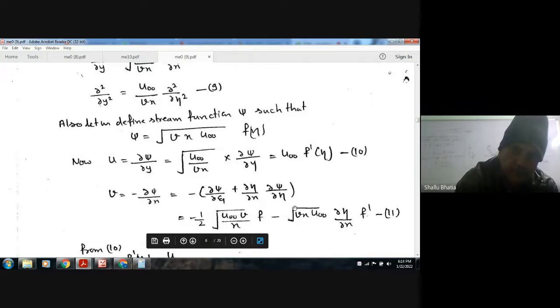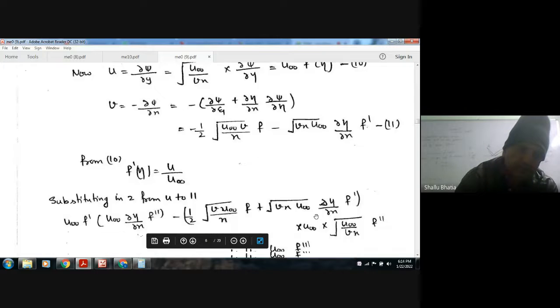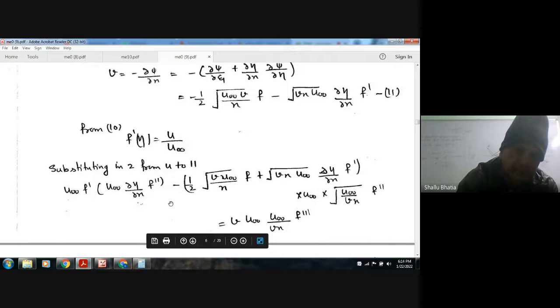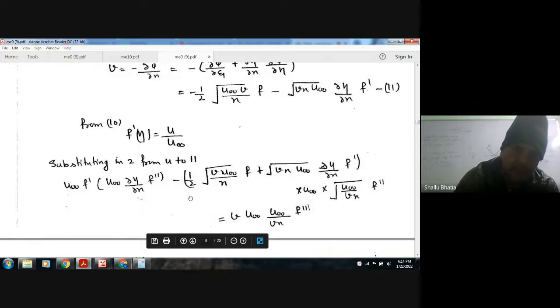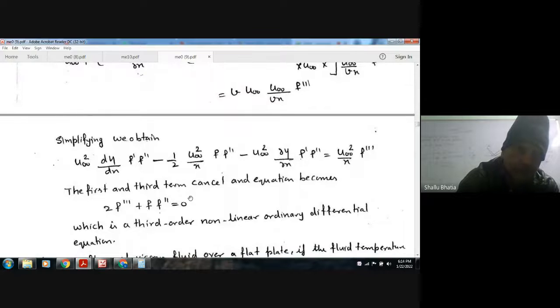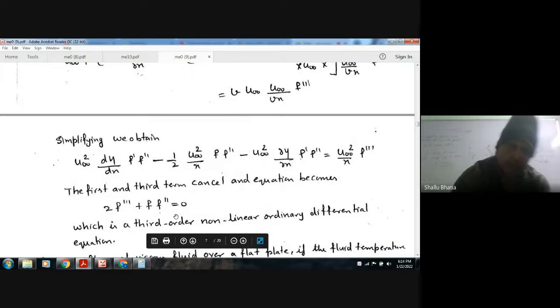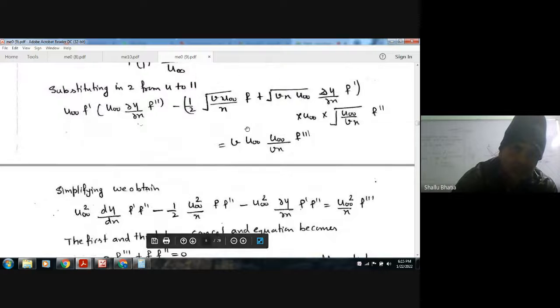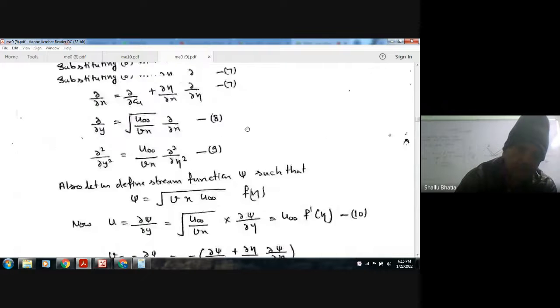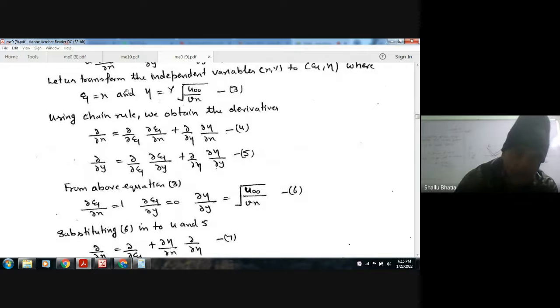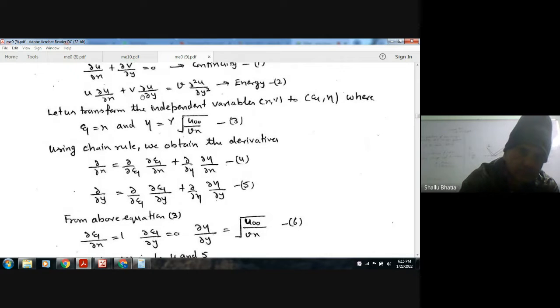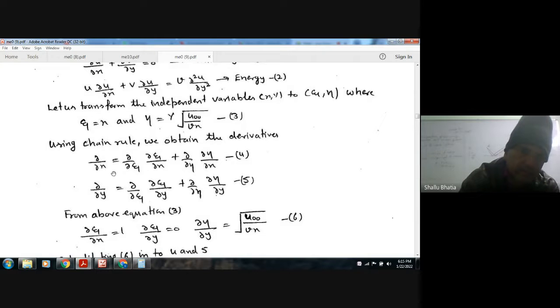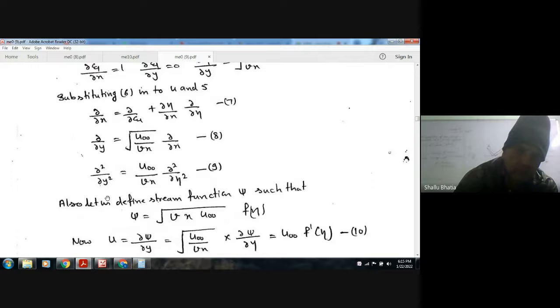Okay, so now if we put it in this equation and solve this equation, we can have this as a third order non-linear ordinary differential equation. Okay, so you can now solve this. Now, substituting into this, this is your 2, this is your 2. Okay, and we have this ∂ξ/∂x, and u, okay, and v.